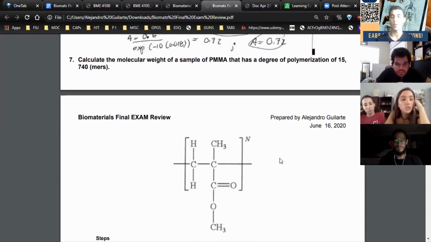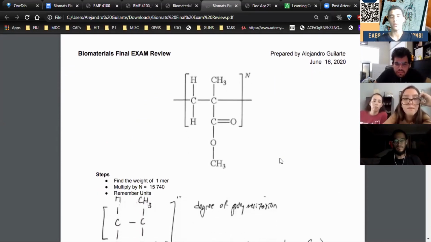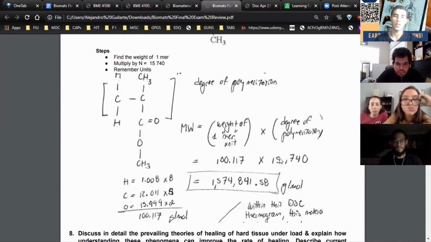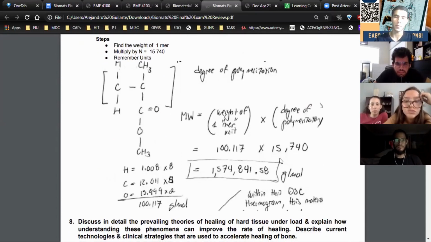For number 7, this one's similar to exam 1. They give you a polymer and the degree of polymerization, and they want you to find the molecular weight. The steps are pretty simple. You calculate the weight of one unit, and then you multiply it by the number of units they give you, the degree of polymerization. This is how you would do it, and these are the values that you can obtain. Okay.